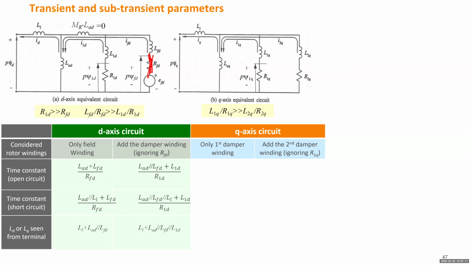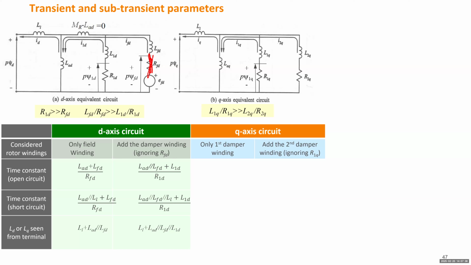So the R will be R1D only. Only this one becomes R1D. And the total L seen from this R1D will be first L1D, then there are another two parallel branches. So now the L will be L1D plus LAD and LFD in parallel.